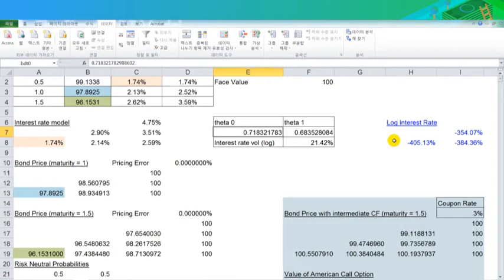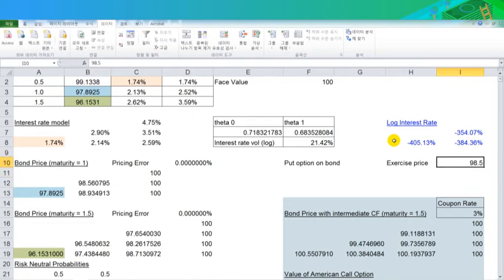Now we can calculate any derivative prices. So let's make a small exercise. Let's do the call option, put option. How about a put option on a bond? And let's say the exercise price is 98.5.